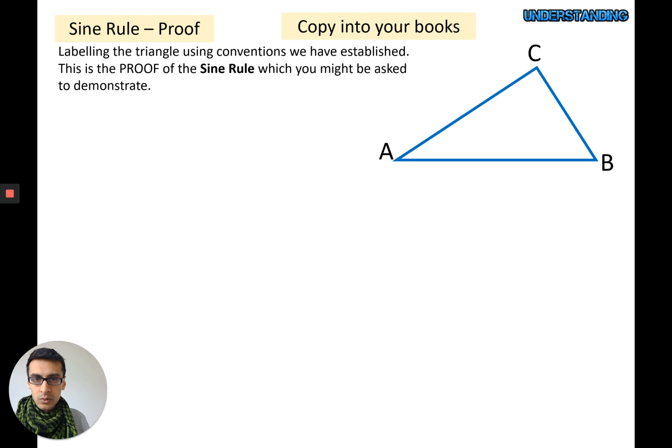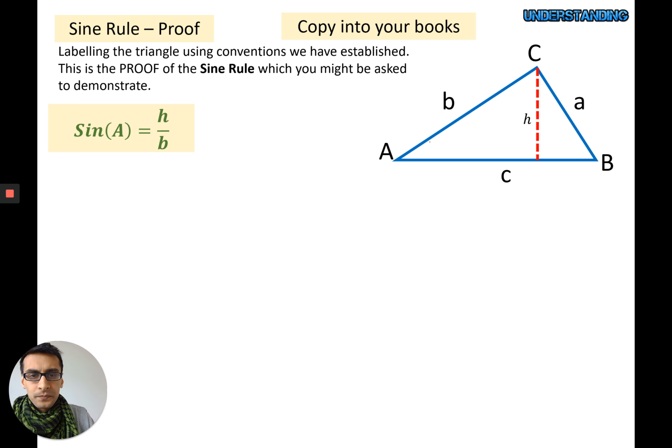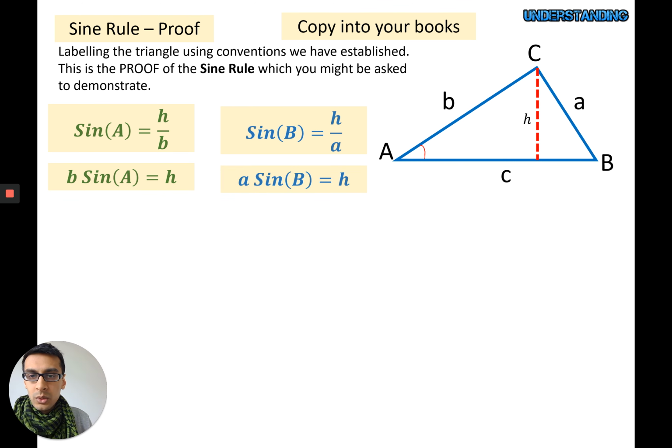So this is what you guys will need to copy into your books after I show you where the sine rule comes from. So we can label the opposite sides to each angle with lowercase letters, drop a perpendicular height, h. We can then say sine A, which is that angle there, is equal to h over b, and we can say sine B is equal to h over a. You can then do the same as we did in the previous slide. We can just multiply the denominators over, and then we can equate them.